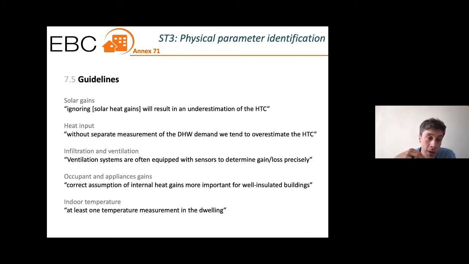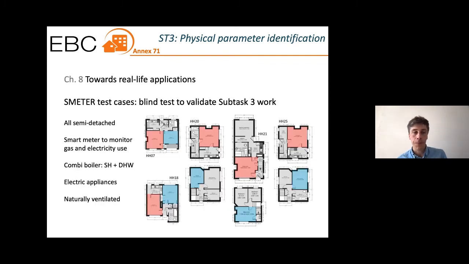As I said earlier, correct assumption of internal heat gains due to occupants becomes important when the buildings are well insulated. And again, at least one temperature measurement should be used when assessing the heat transfer coefficient.